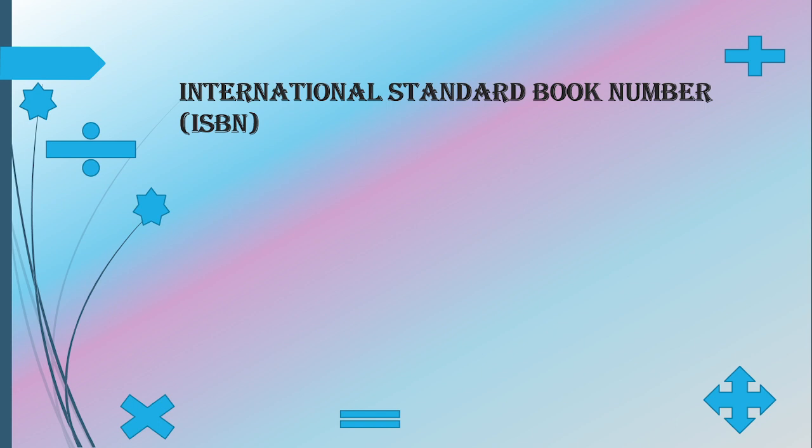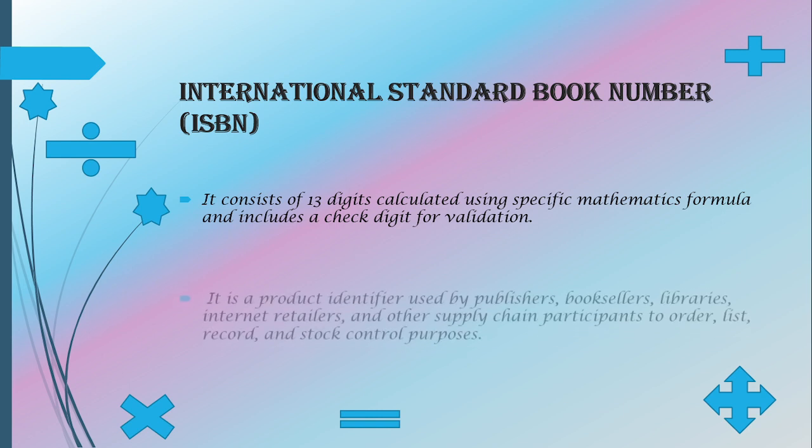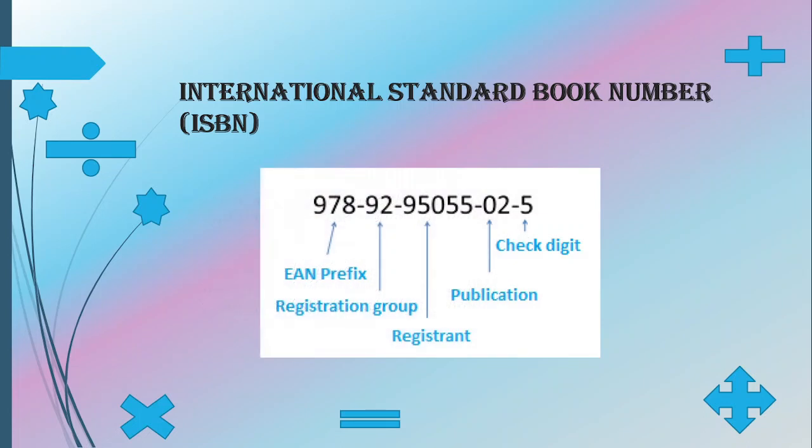Next is the International Standard Book Number or the ISBN. It consists of 13 digits calculated using a specific mathematical formula and includes a check digit for validation. It is also a product identifier used by publishers, booksellers, libraries, internet retailers, and other supply chain participants for order, list, record, and stock control purposes. Here is an example of the ISBN. As you can see, we have the EAN prefix, the registration group, the registrant, the publication, and also the check digit.